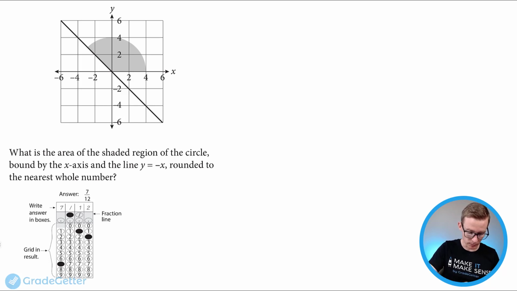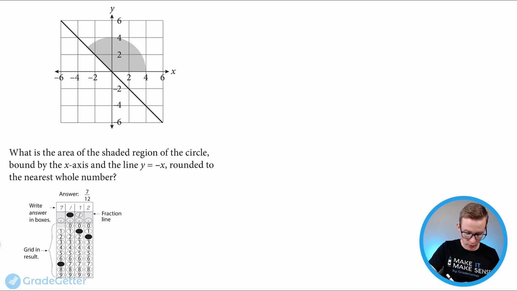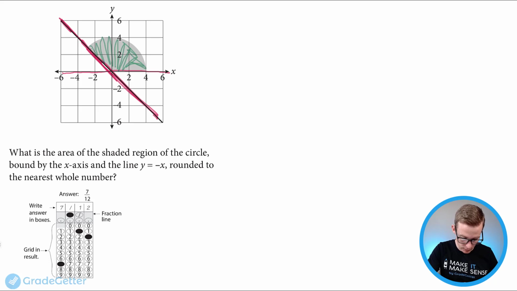Alright, now let's get to the problem. They give us this graph here, and then it says, what is the area of the shaded region of the circle bound by the x-axis, so that's this line, this is the x-axis, and the line y equals -x, which is this black line here, rounded to the nearest whole number. So really what we're trying to find is the area of this shaded circle, right, that they've shaded for us here. We want to find the area of this circle, or at least this portion of the circle.